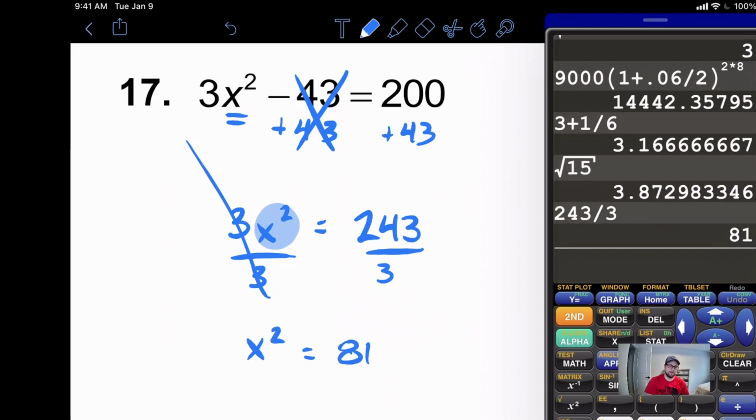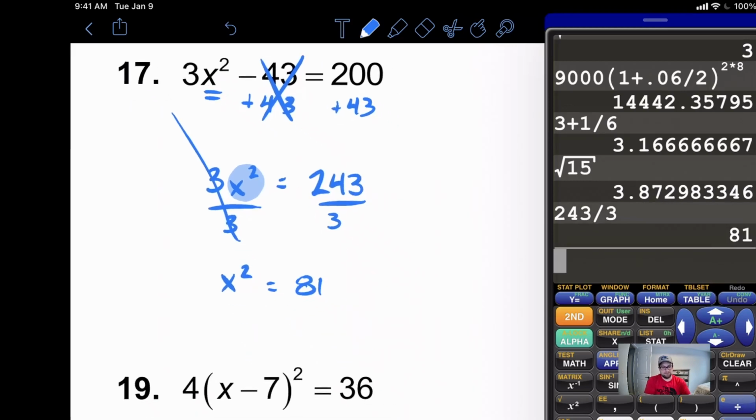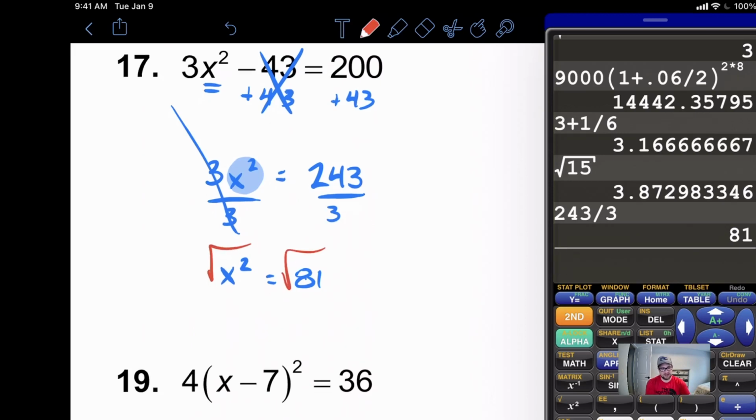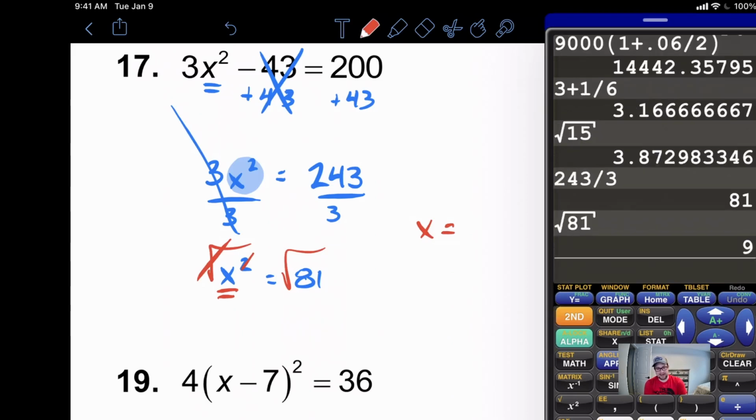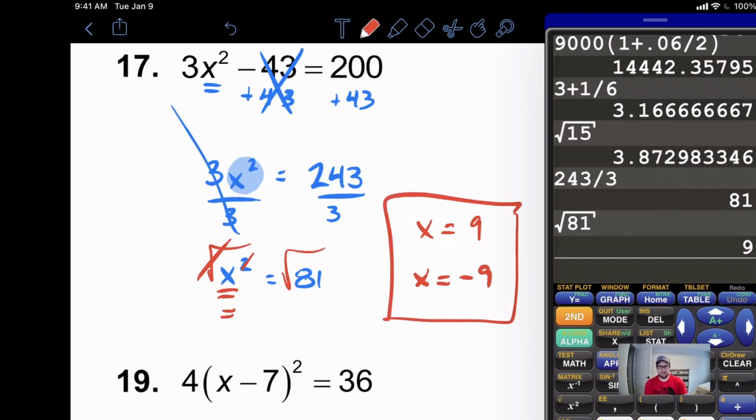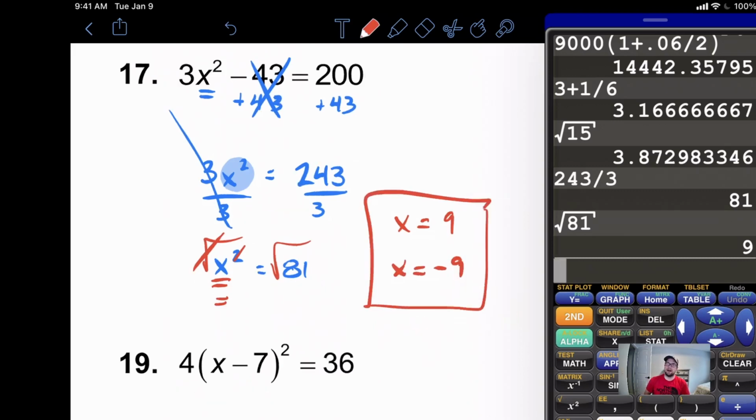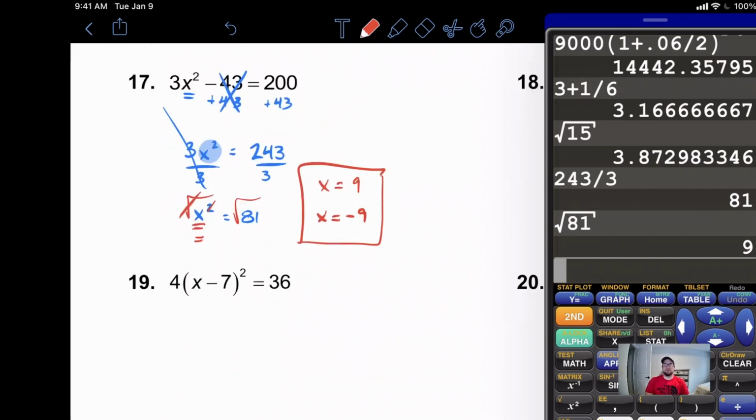Now, to wrap this problem up, remember, once you get whatever is being squared alone, take the square root of both sides, and don't forget about that second answer. So whatever was inside, x equals the positive version of that number. So the square root of 81 is 9, so there's the positive. And then whatever was inside is equal to the negative version of that number. So this time it's 9 and -9.